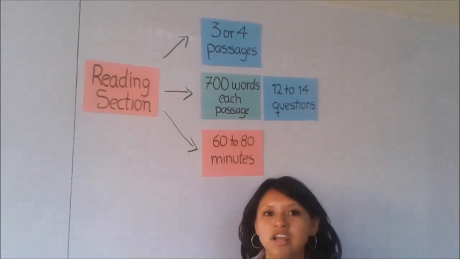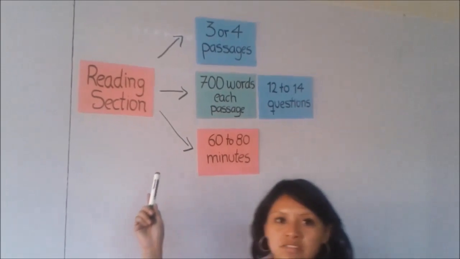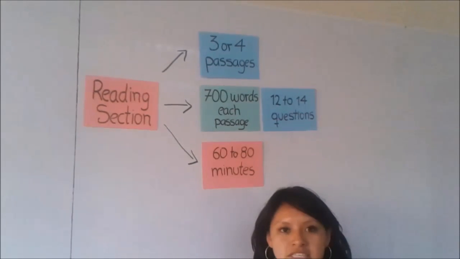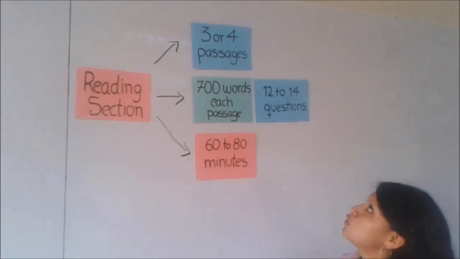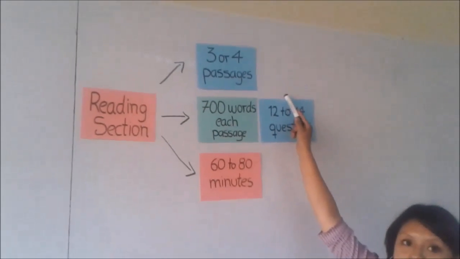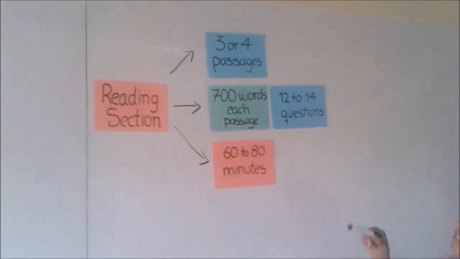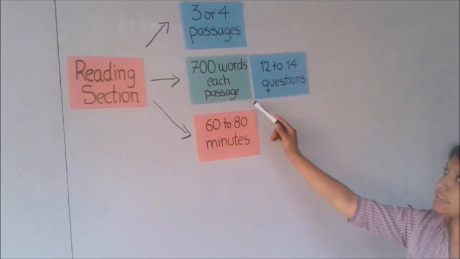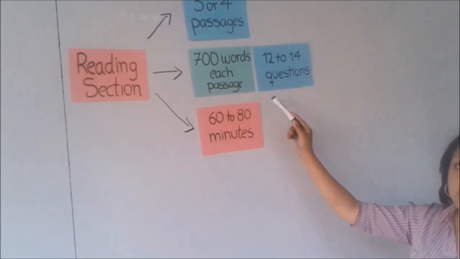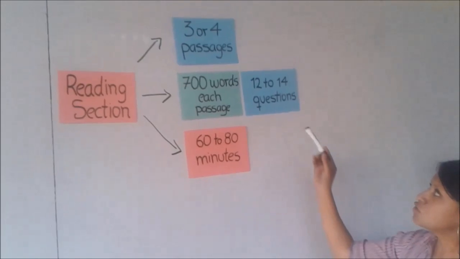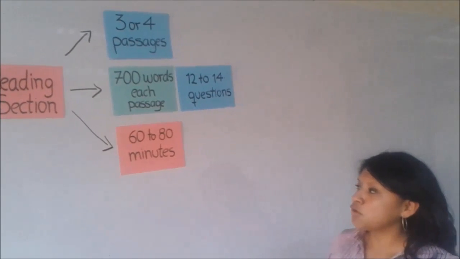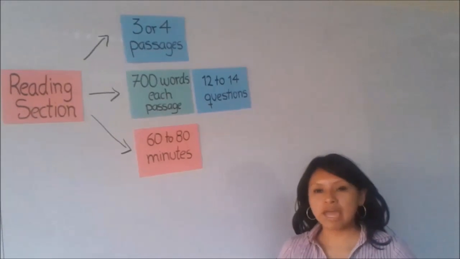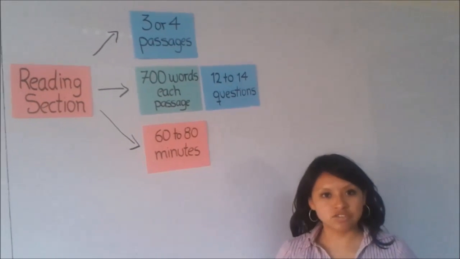Now I am going to talk about the reading section. The reading section is the first section in the TOEFL iBT test. In the reading section, you will find 3 to 4 passages. Each passage will have 700 words, and you will find 12 to 14 questions in each one. So you have 60 to 80 minutes to complete the section.